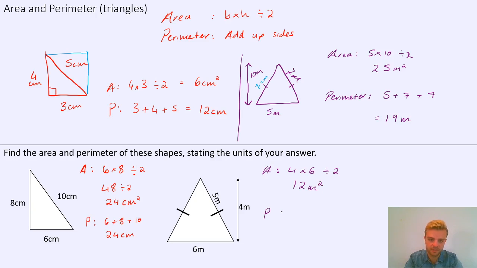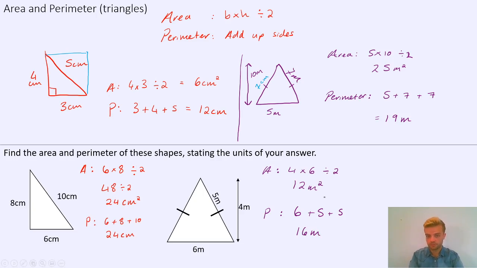And the perimeter, we add the sides together, so it's going to be 6 plus 5 plus 5. Even though that second 5 isn't actually on the picture, it is the length of that side because of the dashes which make it isosceles. And 6 plus 5 plus 5 is 16. Again, they're all in meters. Perimeter is just the length, so it's 16 meters.